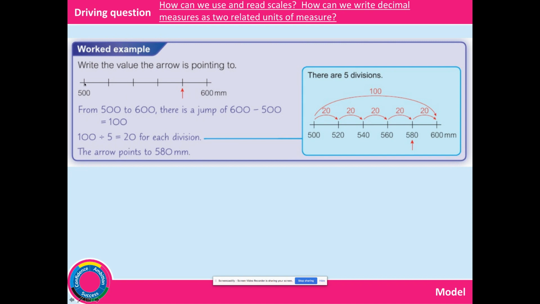So we need to find the value of our jumps when we've got lots of jumps in between two numbers. So find the difference, largest number, take away the smallest number, and then divide by the number of jumps there are. Okay, your first step here is 0, so there's 1 jump, 2 jumps, 3 jumps, 4 jumps, 5 jumps.